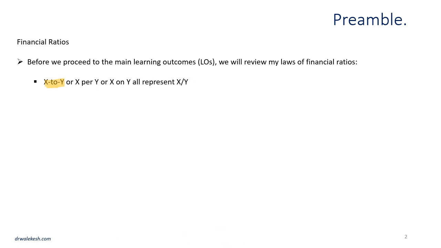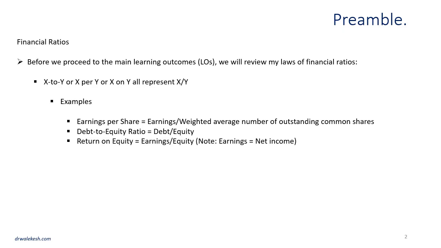Moving on, X to Y, or X per Y, or X on Y, all represent X over Y. Examples include earnings per share. Earnings per share will be earnings available to ordinary shareholders all over the weighted average number of outstanding common shares. Debt to equity ratio will be debt over equity. Return on equity, that will be return. Return is net income or earnings over equity.